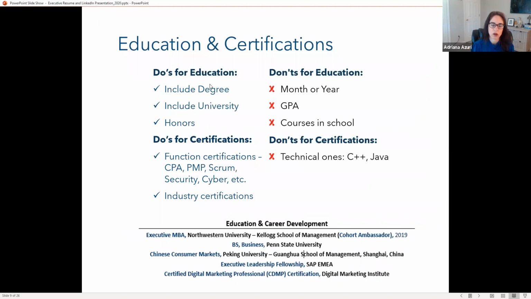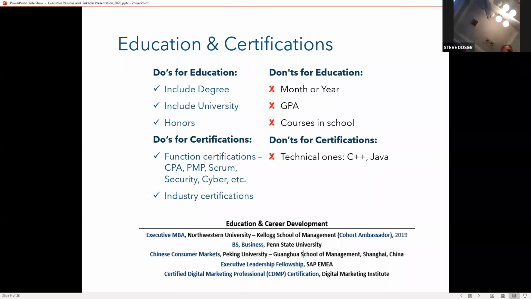So then we can work towards the education and certifications area, right? Where we think about what do we include and what do we not include. I see everything from courses, summa cum laudes, 3.79 GPA, all of those things that were 25 years ago. Nobody cares, okay? So I'll be the bearer of bad news.